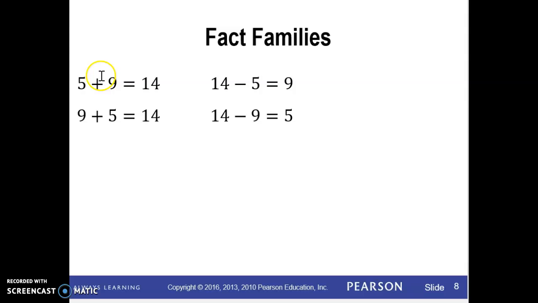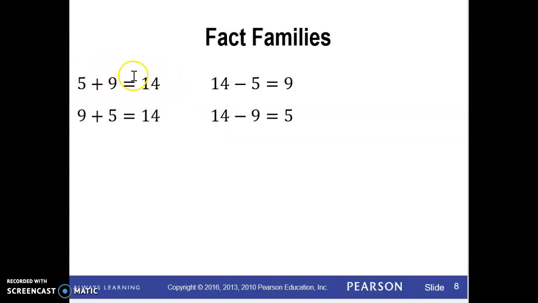So they have to memorize at some point in first or second grade that 5 plus 9 is equal to 14. Well, once they've memorized that one, because 9 plus 5 is the same fact family, they've automatically got this one memorized. And then if they learn about the missing addend, they know that 14 minus 5 is 9, and similarly, 14 minus 9 is 5. That is a fact family. It's all the ways I can combine 5, 9, and 14 to make a true equation.